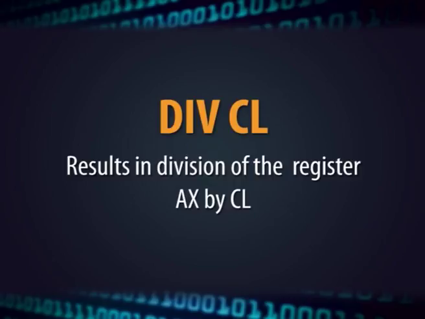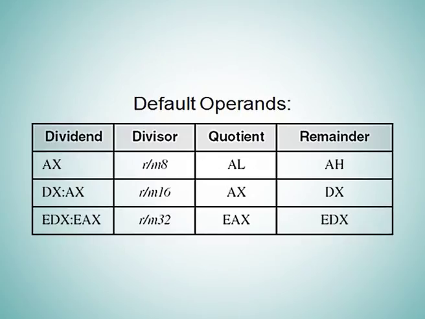Again, you only need to specify a single operand with the div instruction. For example, div CL results in the division of the register AX by CL. When AX is divided by CL, the 8-bit quotient is stored in the register AL and the remainder is stored in the 8-bit register called AH.